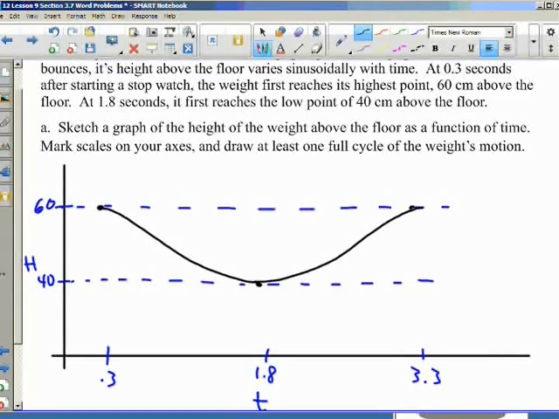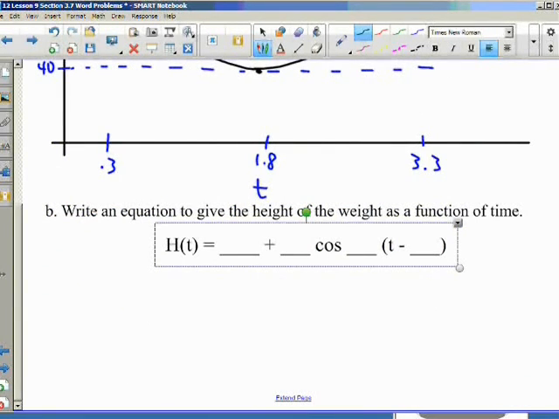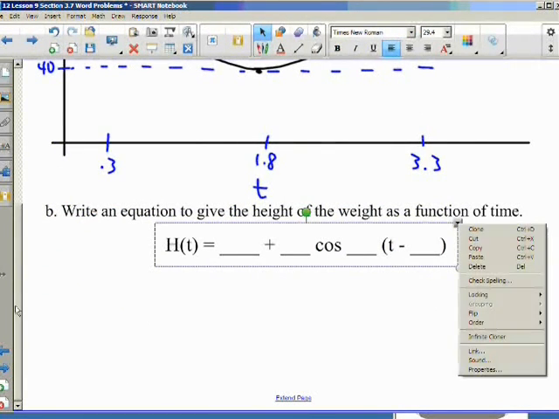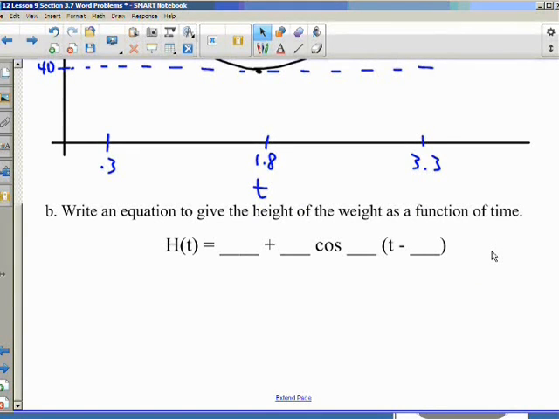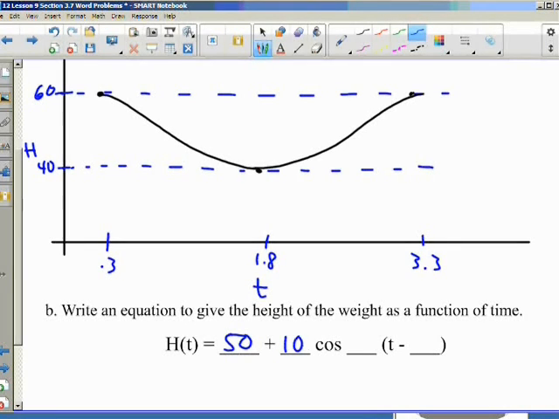All right. What we really want is an equation to help us find future values. And when we look at this, we know that the middle point, the average height, is going to be 50. That's our sinusoidal axis. The amplitude is 10. That's how far above and below the sinusoidal axis our weight ends up. The dilation factor is a bit challenging. We're going to hold off on that, but we know that it starts at 0.3 seconds.